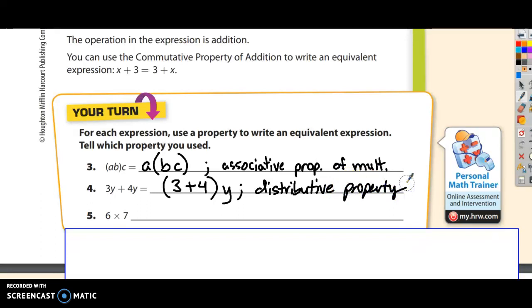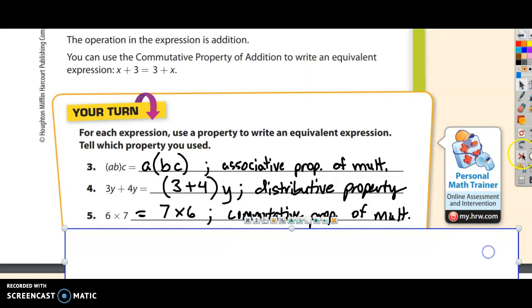And then 6 times 7, this one would be a good one for just changing the order, 7 times 6. And what's changing the order called? That's called the commutative property. And we have to say of multiplication, because there's a commutative property of addition too. The commutative property of multiplication.